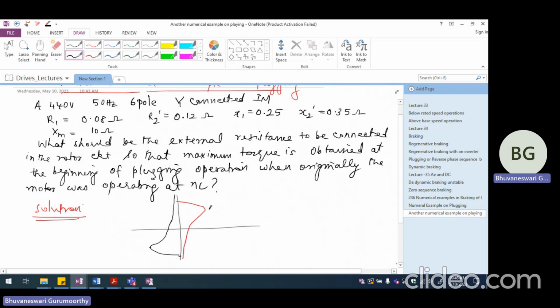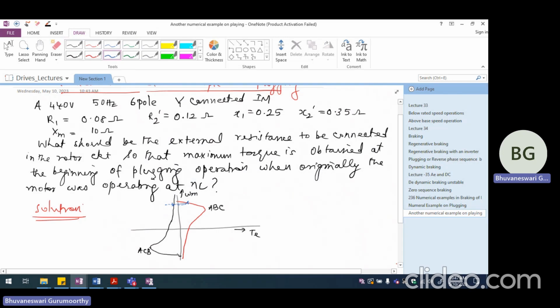So this is ABC, whereas this is ACB, and this is torque, whereas this is speed. The original operating point was probably somewhere here, and we are looking at plugging being initiated from this point. So we are changing the stator supply from ABC to ACB. The braking torque that we get is really, really small.